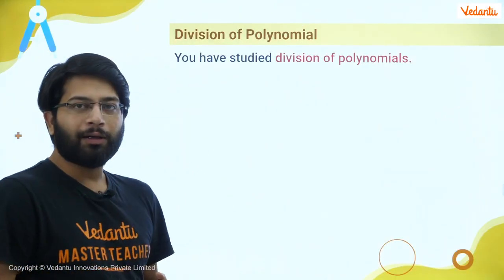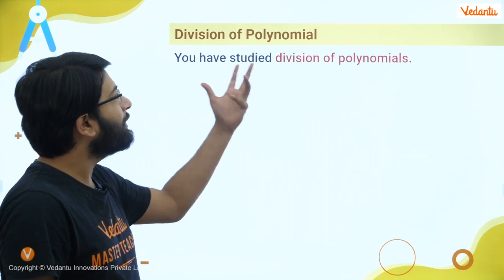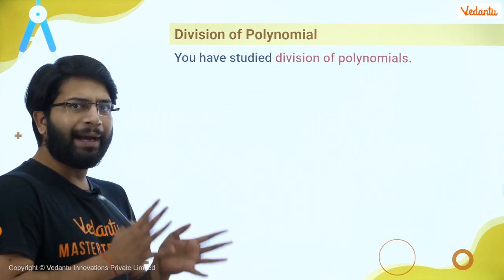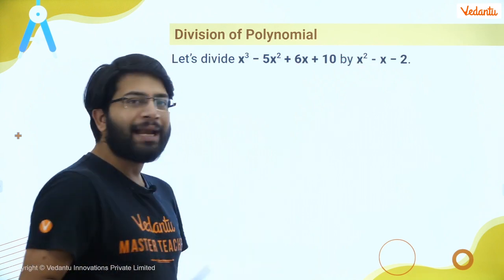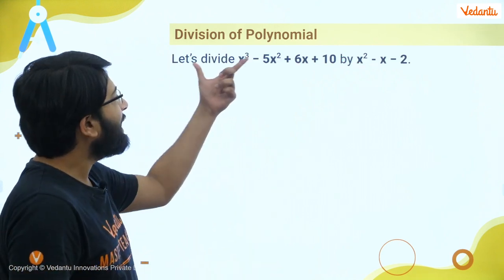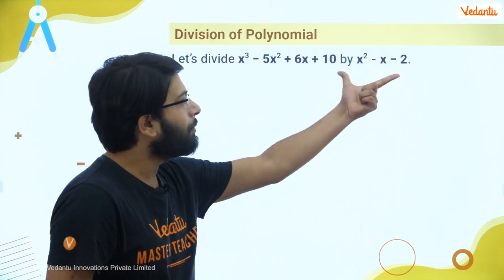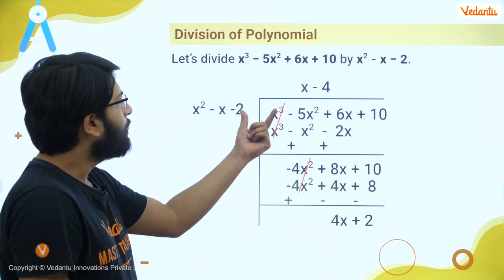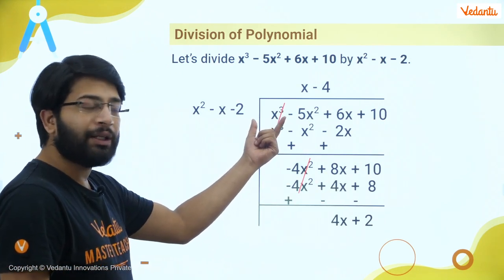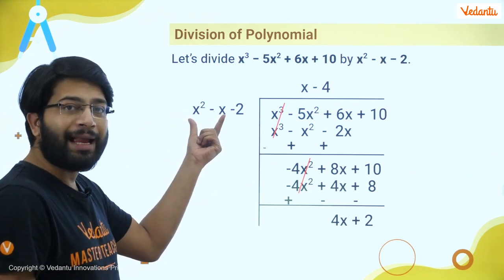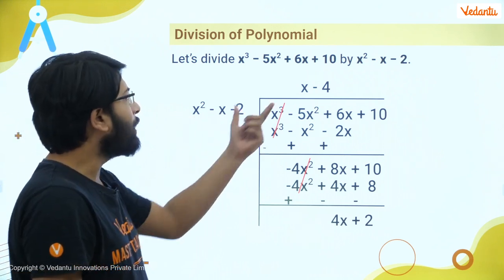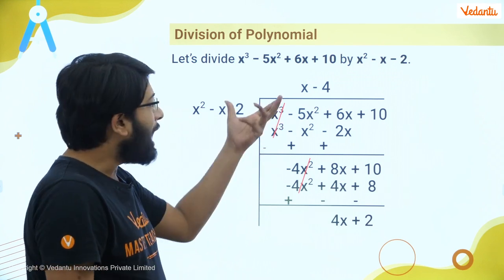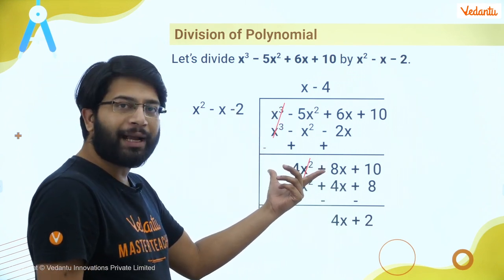First of all, I believe that you have studied the division of the polynomial already, right? You already know how to divide a polynomial. But for an example, just let me show you. Let's divide this cubic polynomial by this quadratic. So how to do it? Very simple. First of all, it's x to the power 3, and here I have x to the power 2, right? So I will multiply by x in order to get the x to the power 3 cancel out. After that, I'm getting here minus 4x square.